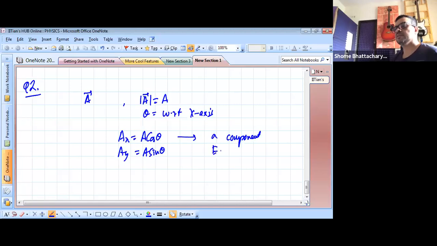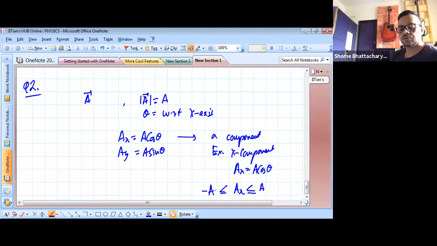Take any component, for example, we take the x component. So that is Ax equal to A cos theta. Now, what can we say about the component? The Ax, can it be greater than A? No. But can it be equal to A? Yes, because theta can be 0. On the other hand, can it be 0? Yes, it can be 0 also. It can be minus A also. So the component is always less than the magnitude, not necessary. Always equal to magnitude, not necessary. Always greater than magnitude, in fact, never possible.